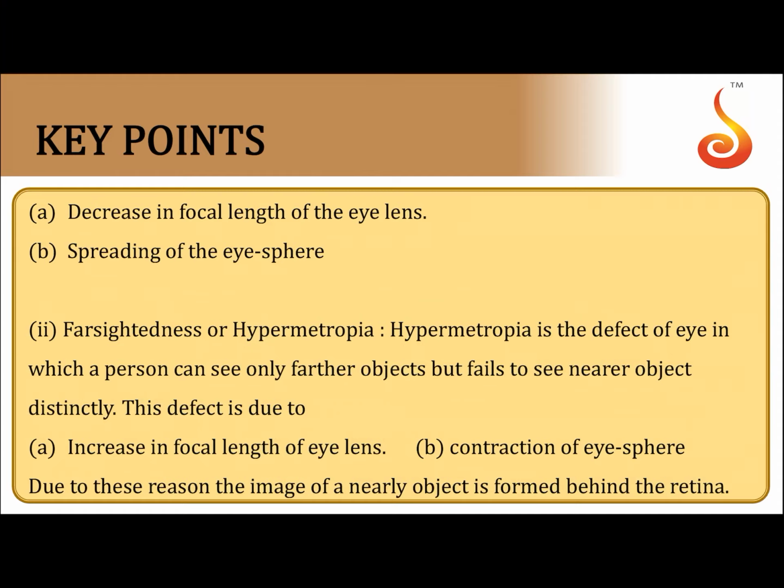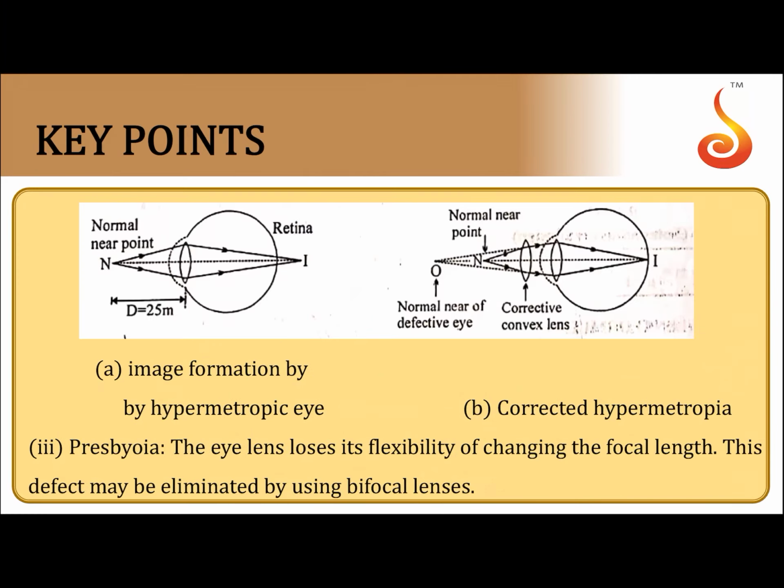Far-sightedness or hypermetropia is the defect of eye in which a person can see only farther objects but fails to see the nearer objects. This defect is due to increase in focal length of the eye lens, contraction of the eye sphere. Due to these reasons, the image of a nearby object is formed behind the retina. You can see in the figure, image is formed here behind the retina. So it becomes invisible.